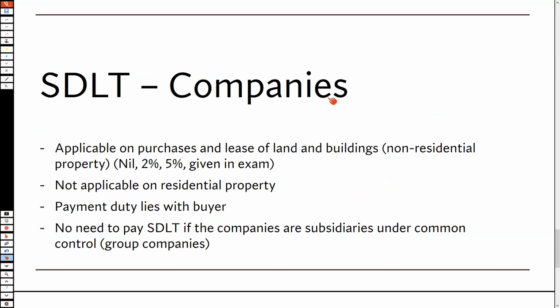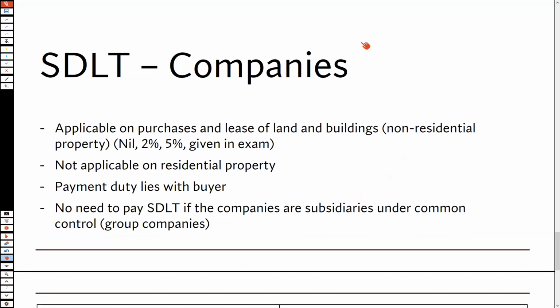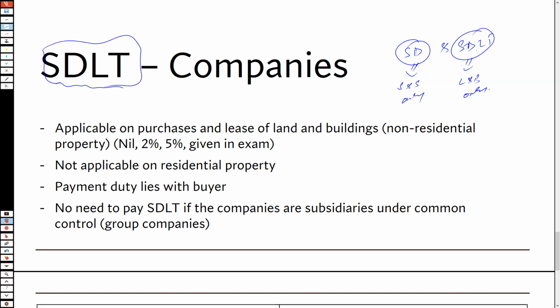All right. Another petty area which is examined in this question is SDLT. SDLT stands for Stamp Duty Land Tax. There are basically two things, SD and SDLT. SD, stamp duty, is mainly for shares and securities only. And stamp duty land tax is basically for land and buildings only. In this exam question, it's talking about stamp duty land tax, so this area is relevant for us. And the requirement is for companies.